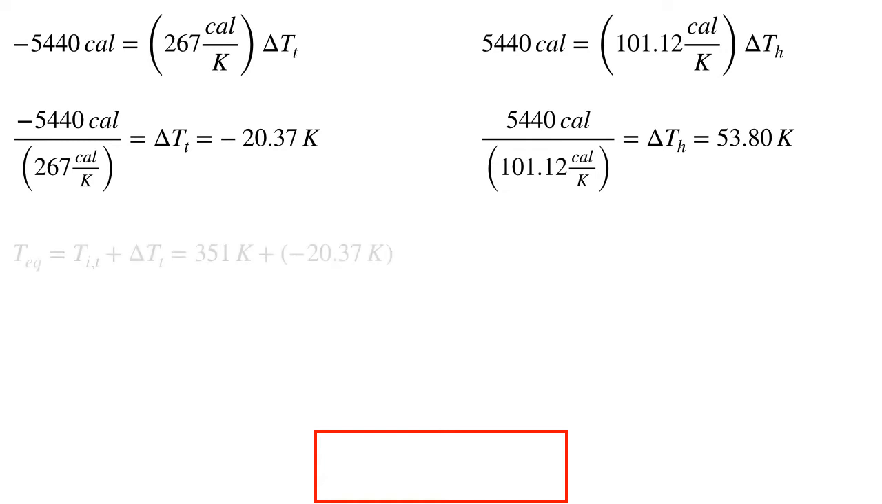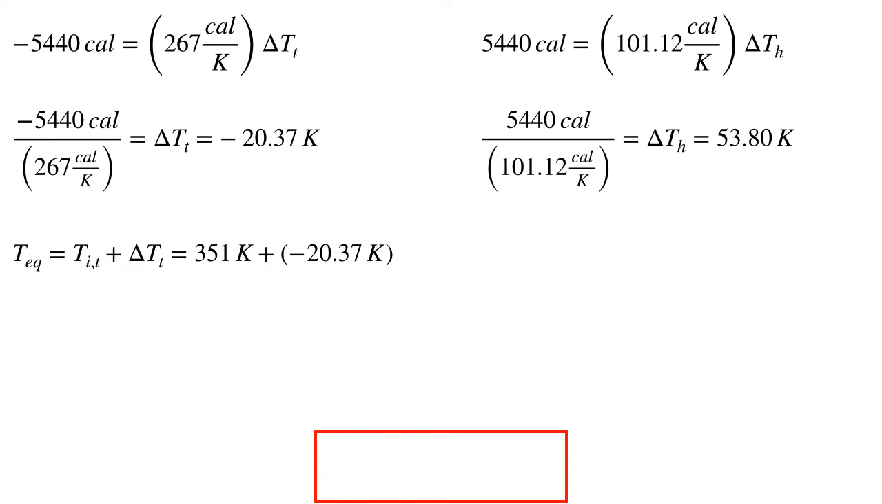So let's figure this out now. Okay, equilibrium temperature: the initial temperature for the tea, plus its delta T. So 351 Kelvin initial plus negative 20.37. And notice that I have the minus sign inside the parenthesis. But it's just like a subtraction. Adding a negative is the same as subtraction.